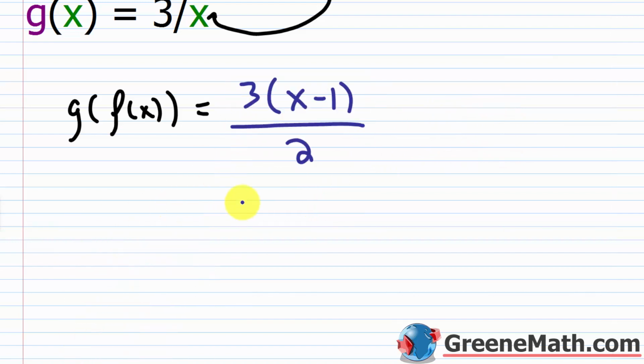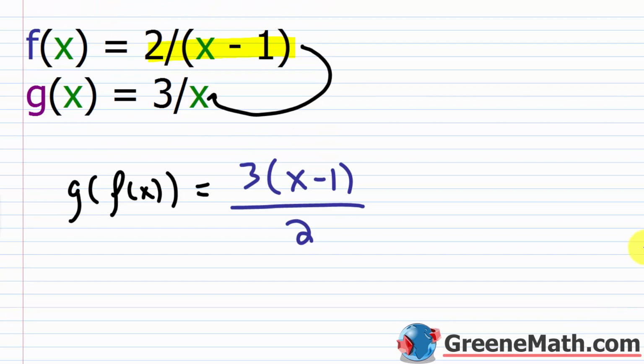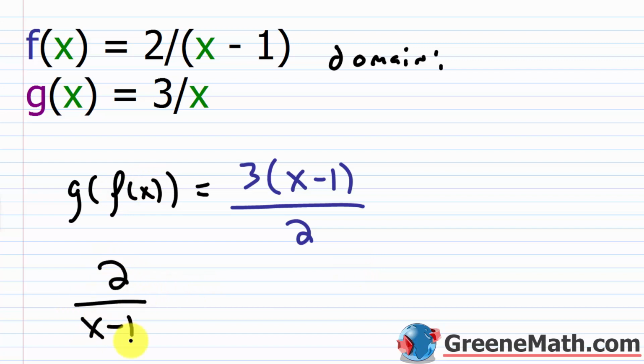And I want to think about the domain with you. I'm going to show you a little trick on this one, because a lot of people get confused with this. So let me go through this way, and then I'll go through it a different way. The first way, I'll say that the domain is what? What did we plug in? We plugged in f of x. F of x is 2 over x minus 1.